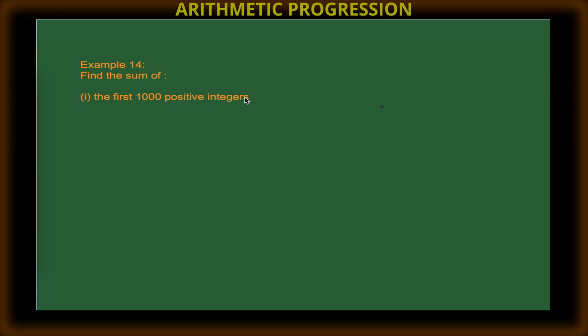Okay, so let's read our question. Again, find the sum of the first 1000 positive integers. So it's saying two things here: positive integers, first 1000. So starting from, for example, 1, 2, 3, like this, up to 1000. Find the sum. So it is saying to find the sum of it.